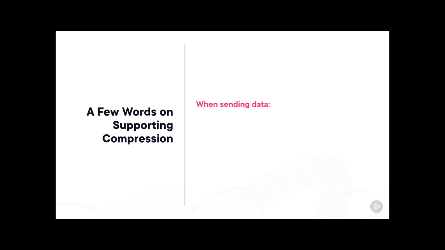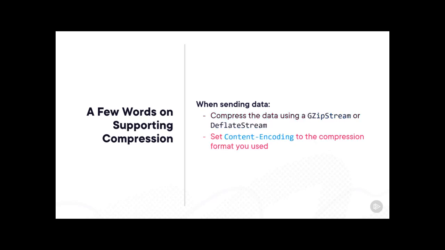As far as sending data goes, it's exactly the other way around. It's up to the client to compress the request body. There's built-in stream variation classes like GZipStream and DeflateStream that help with that. The content encoding header is used to tell the API which encoding it should use for decompression. Let's cover both in the upcoming demos.